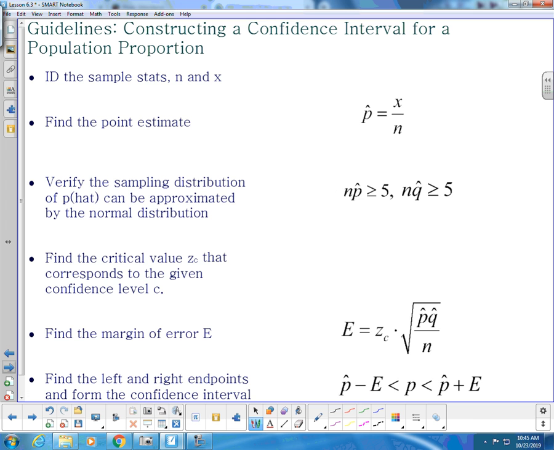Let's try one. So, here are your guidelines. First, identify the sample stats, n and x. Find the point estimate, which is what we just talked about. You have to make sure that it can be approximated as a normal distribution. You take your p-hat times the number of people in the sample, make sure it's greater than 5, and make sure q-hat times n is greater than 5. We skipped that section. We did not do section 5.5. So n times p has to be greater than or equal to 5, n times q has to be greater than or equal to 5, and the same with the hat guys.